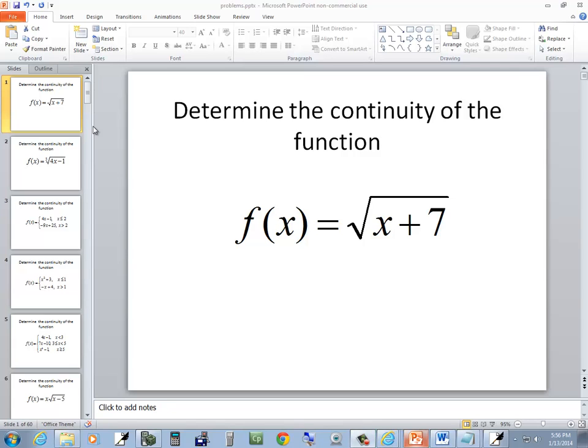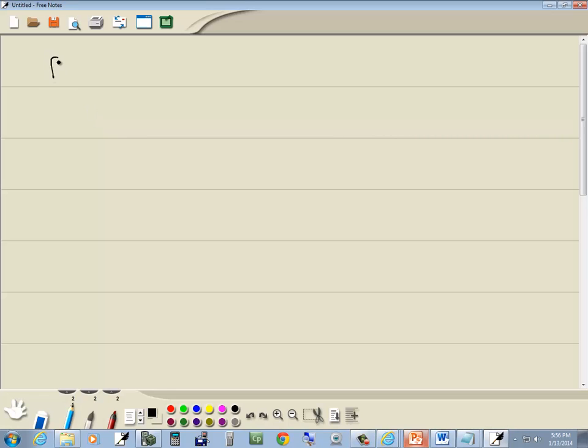Let's take a look at this problem. We've got f of x is equal to the square root of x plus 7.